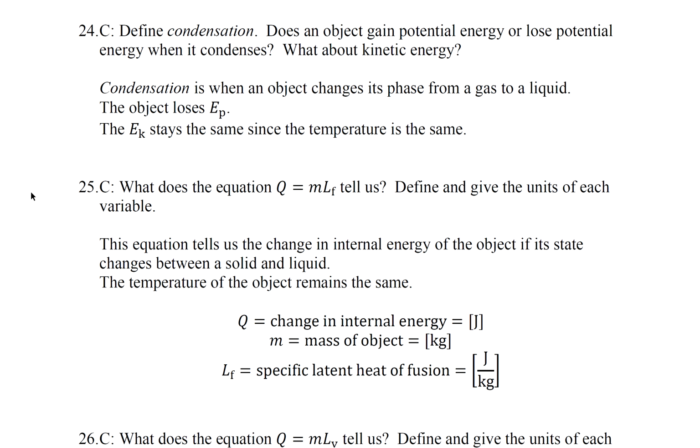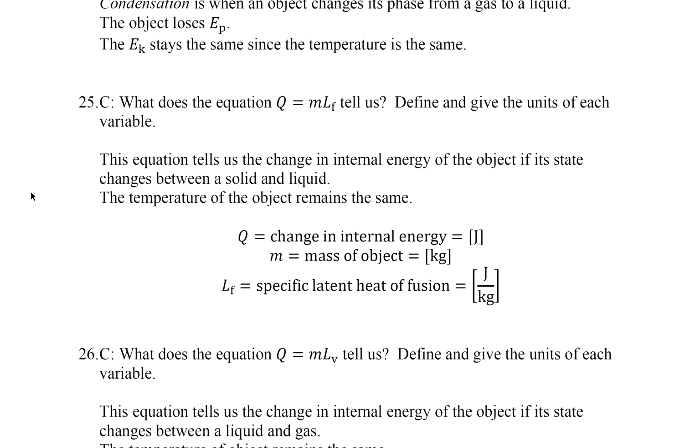Question 24. Define condensation. Does an object gain potential energy or lose potential energy when it condenses? What about kinetic energy? Condensation is when an object changes its phase from a gas to a liquid. The object loses potential energy. The kinetic energy stays the same since the temperature is the same.